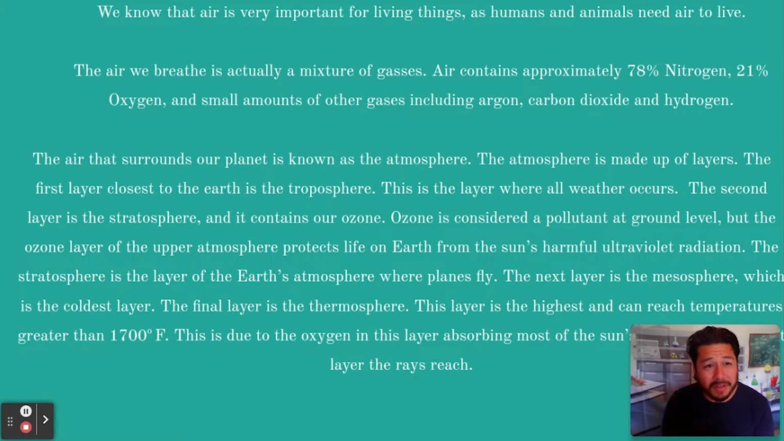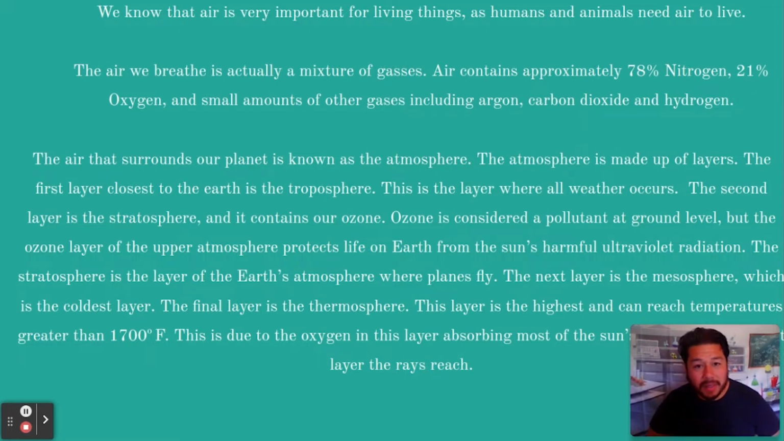The second layer of atmosphere is the stratosphere, and it contains our ozone. Ozone is considered a pollutant at ground level. But the ozone layer of the upper atmosphere protects life on Earth from the sun's harmful ultraviolet radiation. The stratosphere is the layer of the Earth's atmosphere where planes fly. The next layer is the mesosphere, which is the coldest layer.